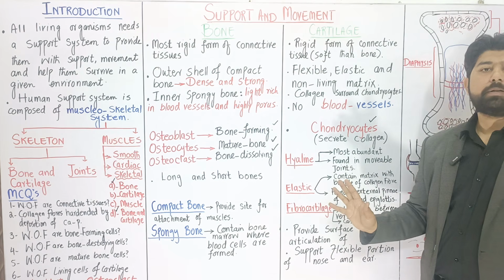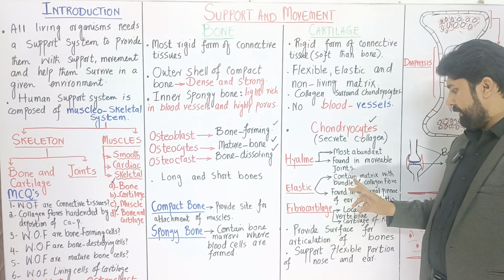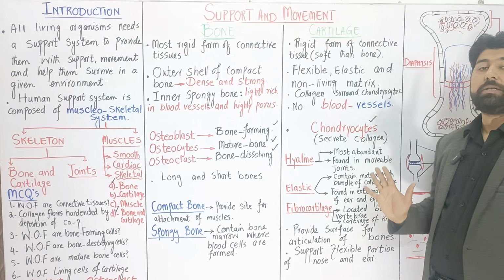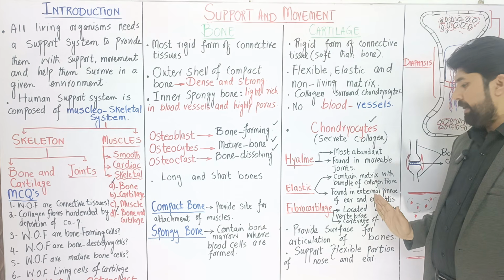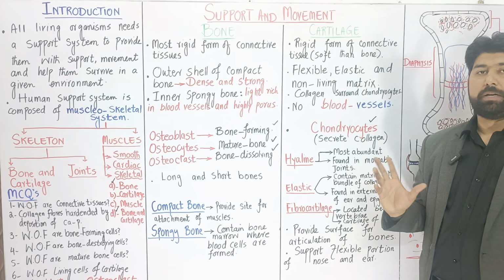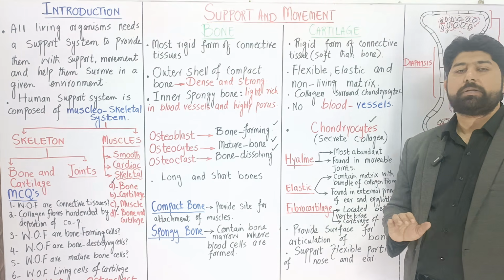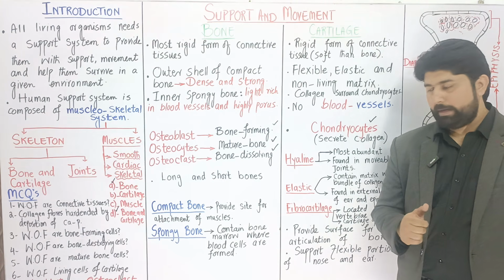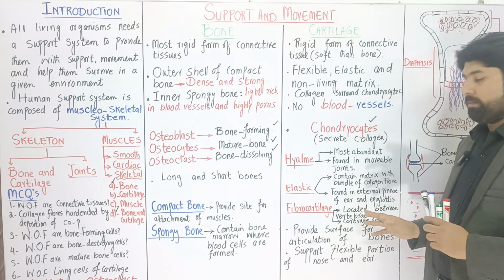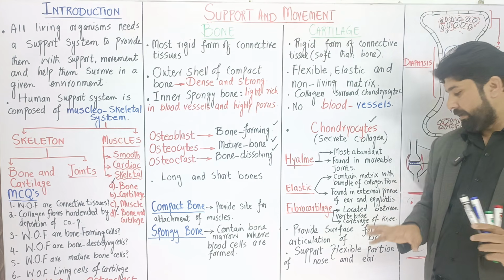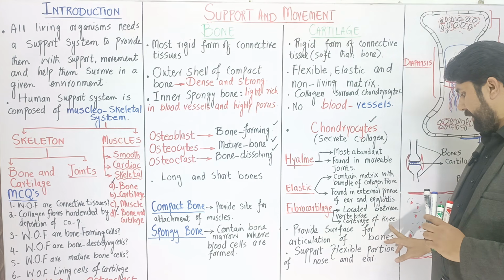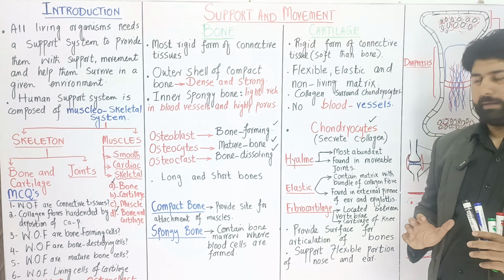Next we have the elastic cartilage, which contains a matrix with a bundle of collagen fibers, and it is found in the external pinnae of the ear and the epiglottis. And the last, the third type, is called fibrocartilage, and this fibrocartilage is present between the vertebrae, and it is also present in the knee.